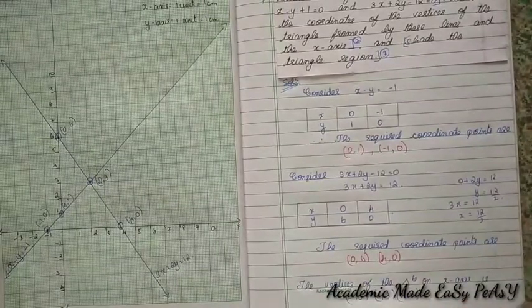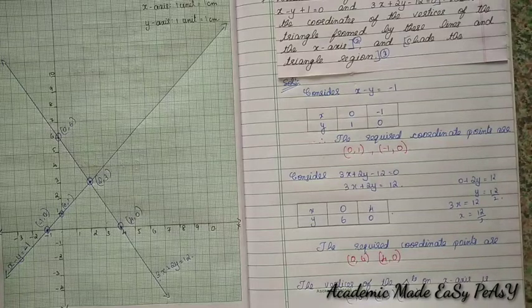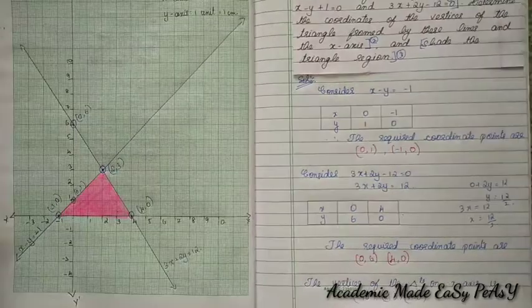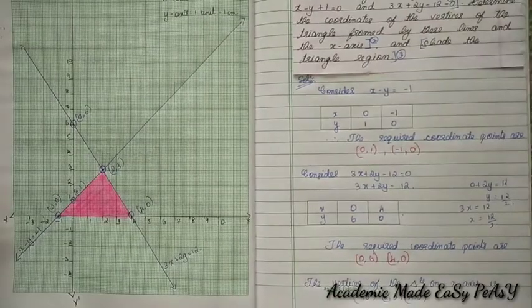Okay, so now we have to shade, isn't it? So in order to shade, we will just shade it. So hence we have shaded. That's it. This question is over.